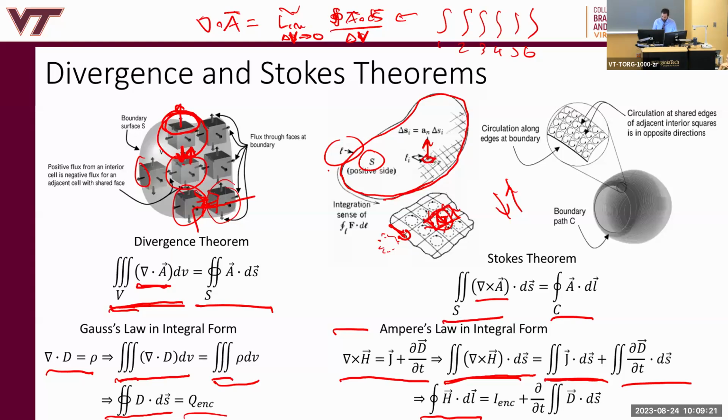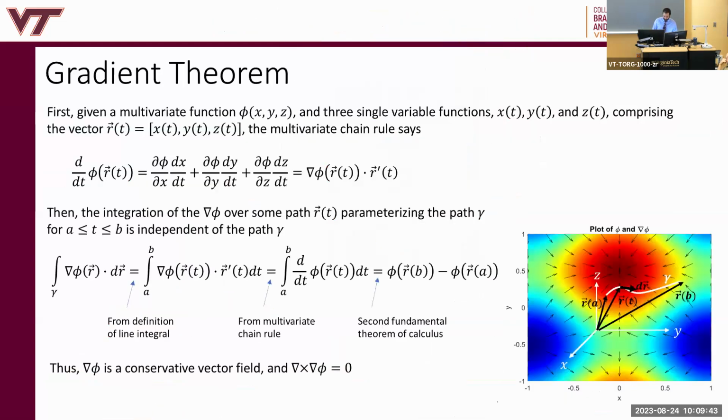If I integrate J dotted with dS, now that vector J is penetrating the surface dS, I get the total current enclosed. And then this last integral I can't do anything with yet, except factor out partial by partial t. You probably have done this before, hopefully. Okay, great. So let's look at the gradient theorem.